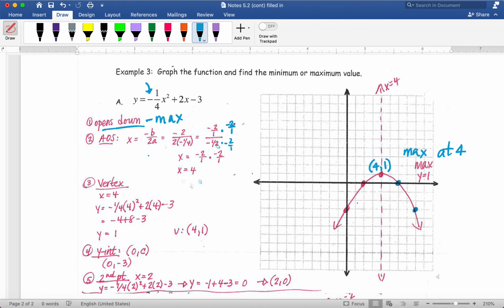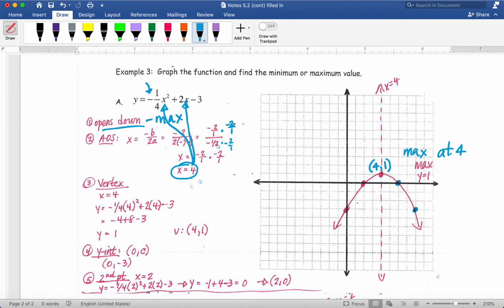The vertex. Well, we know the x part of the vertex is the same as the equation for the axis of symmetry. So the x part of the vertex is 4. How do you find the y? Well, you're going to take this 4 and you're going to sub it into the original function wherever you have an x, right? Because you're really finding f of 4.